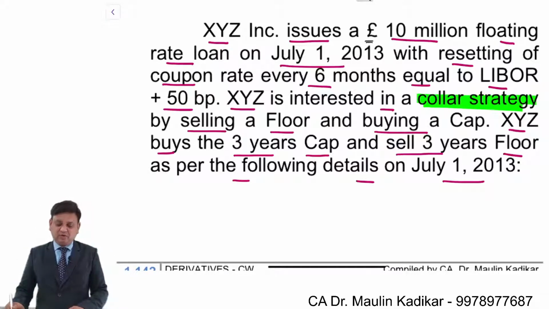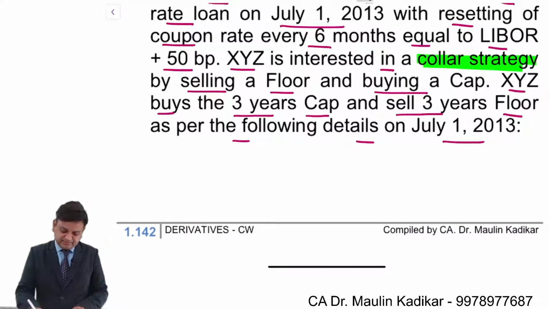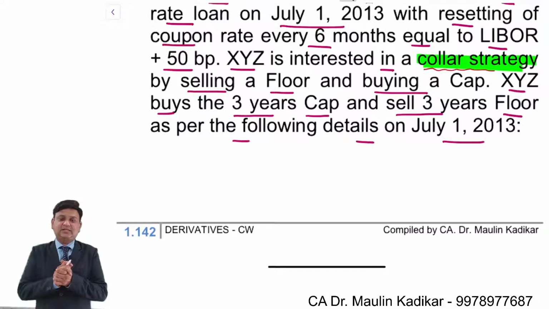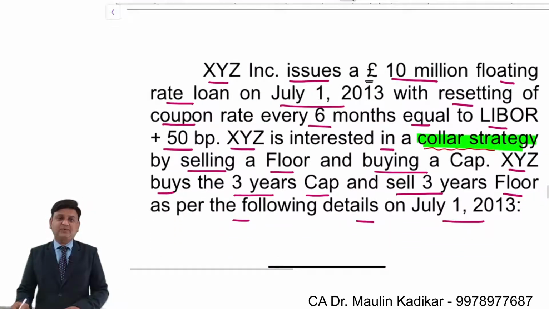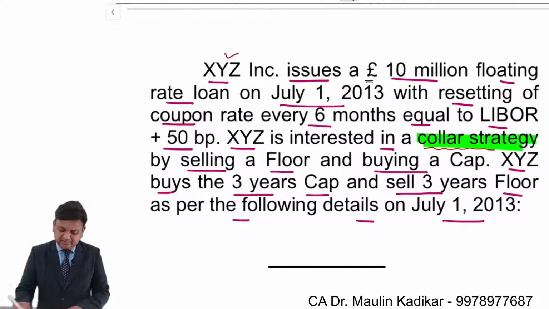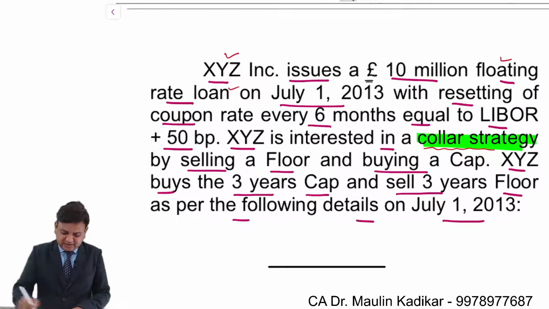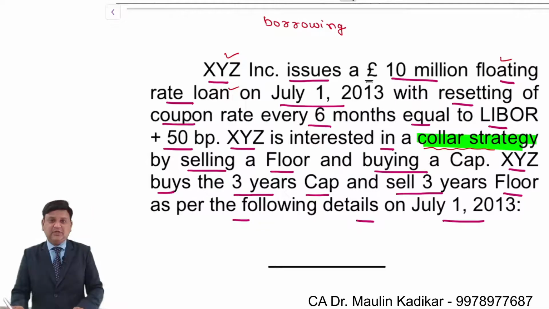Now friends, we are going to understand a new point over here, and it is given the name collar strategy. Now how does the collar strategy work? Let us understand. The question is providing the information that a company is issuing a floating rate loan. It means that it is raising funds by way of the floating rate of interest. It is a kind of borrowing of funds. Borrowing is made at the floating rate of interest.